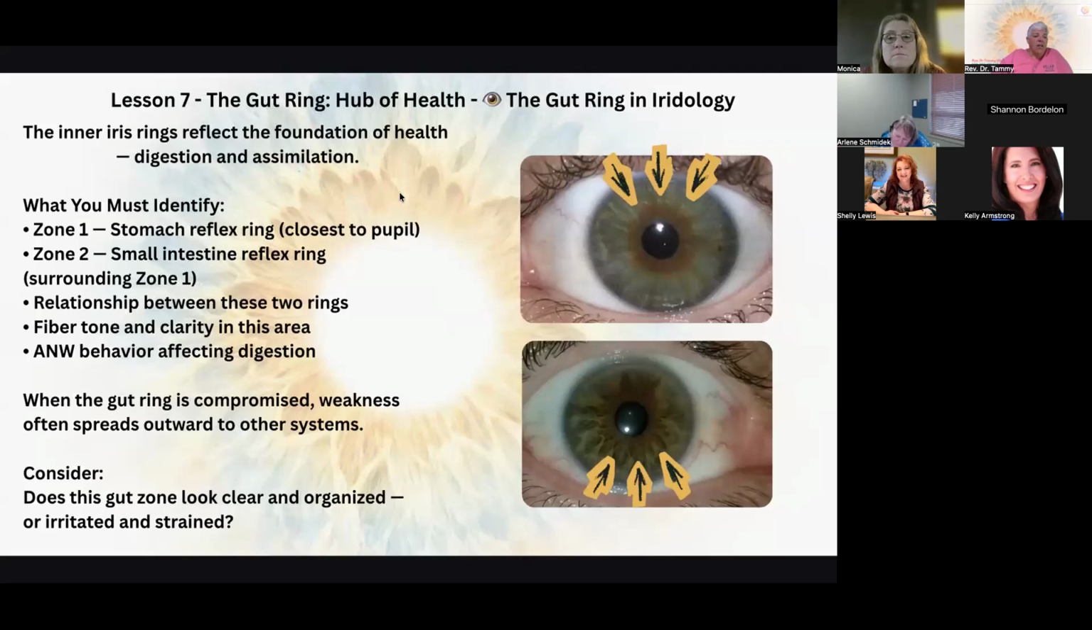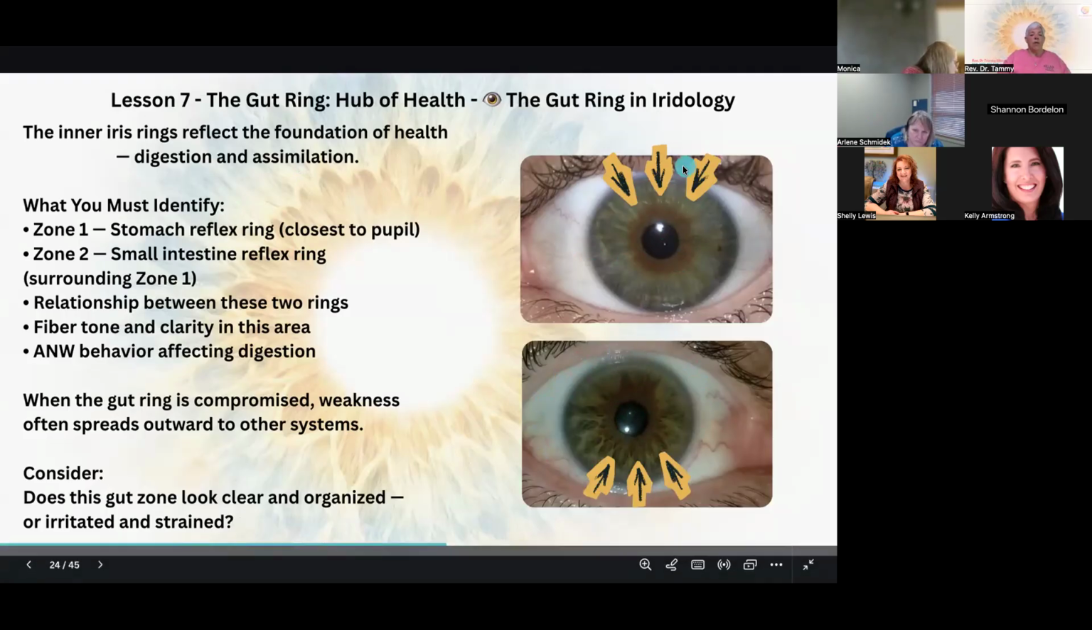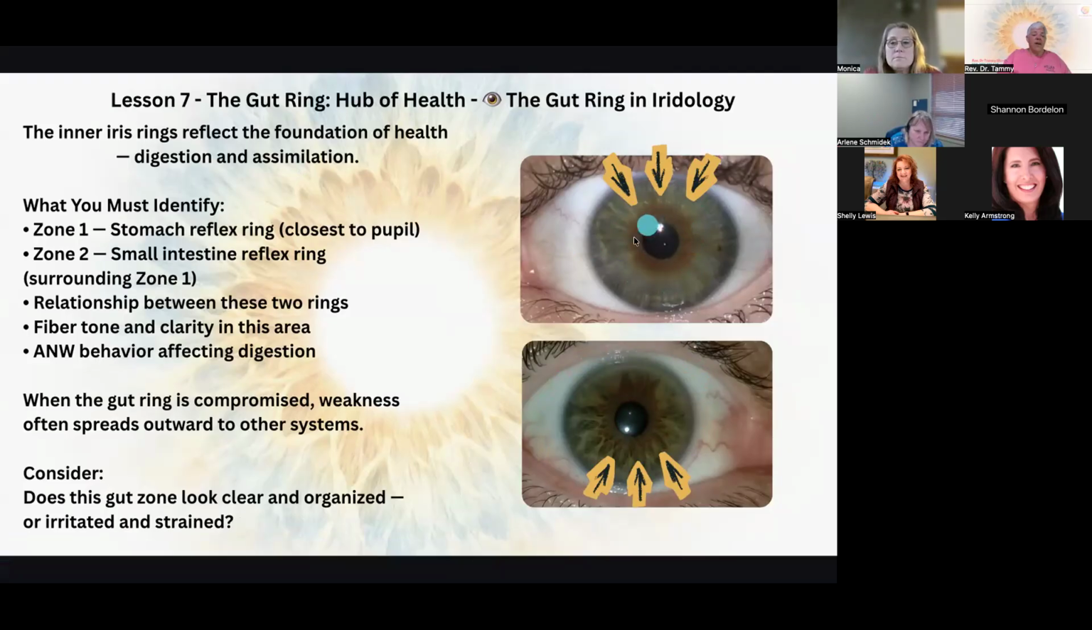So now we're going to start talking about the gut ring, the hub of health. The gut ring in iridology is the inner iris ring that reflects the foundation of health, the digestion and assimilation. What you must identify: zone 1 is the stomach, right in the center. Then as we move out, we go all the way to zone 7, which is the outer rim. This one is affecting zones 1 and 2. This one is actually affecting all the way out to probably zone 6.